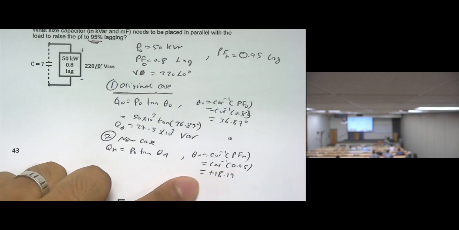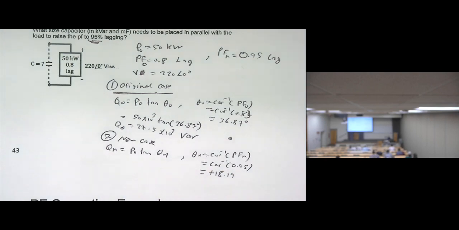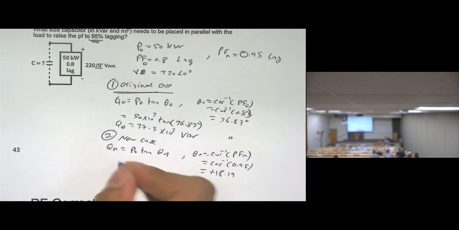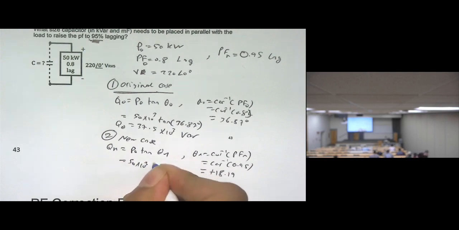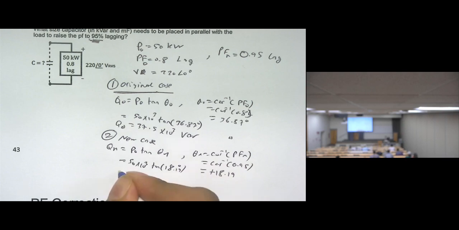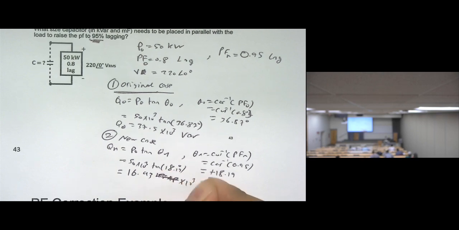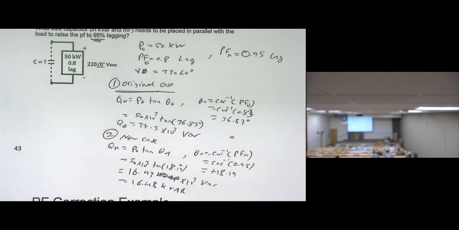And it's going to be positive or negative? Positive because it's lagging. So most likely the default is positive, unless you see leading, then think about that side, which will be negative. So PO is 50 times 10 power 3 tan of 18.19. Then after substituting this into the calculator, it's going to be 16.43 kilovar. I think you should know kilo, which is times 10 power 3.